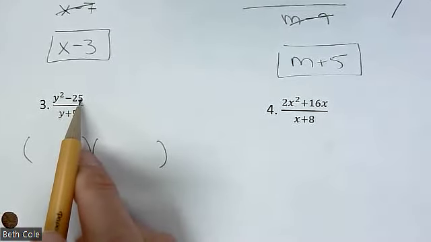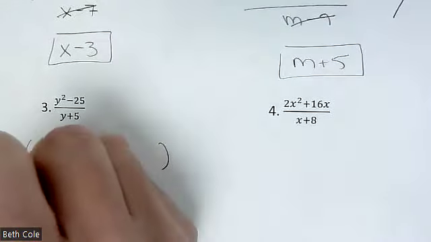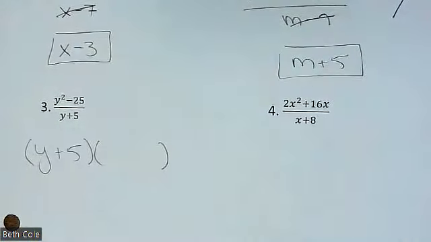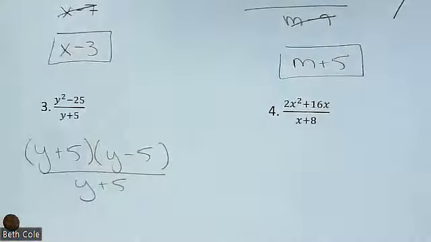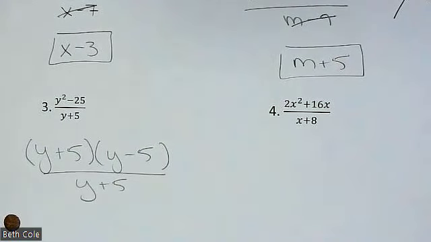Well, what are numbers that multiply to be 25, guys? So it's going to be y plus 5. And then do you remember what the other one is? Keep that denominator on them. Y minus 5 over y plus 5. That's how those difference of squares work.